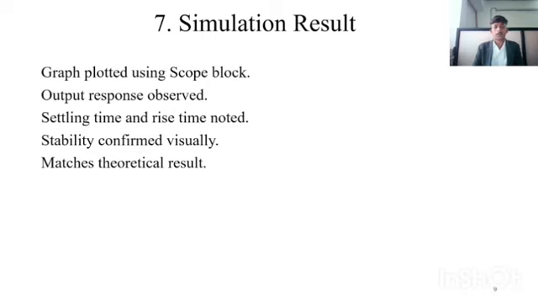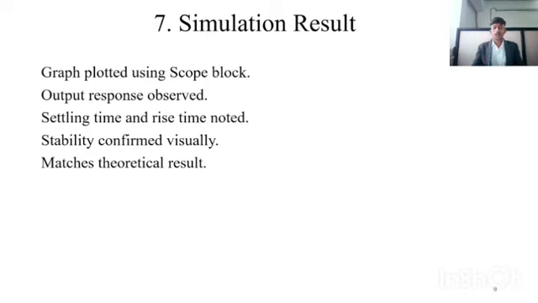So the simulation result of our topic, the first point is graph plotting. The output response was captured using the Simulink scope blocks. Output response: the system reaches its steady state value within the expected time frame, exhibiting the designed transient characteristics.